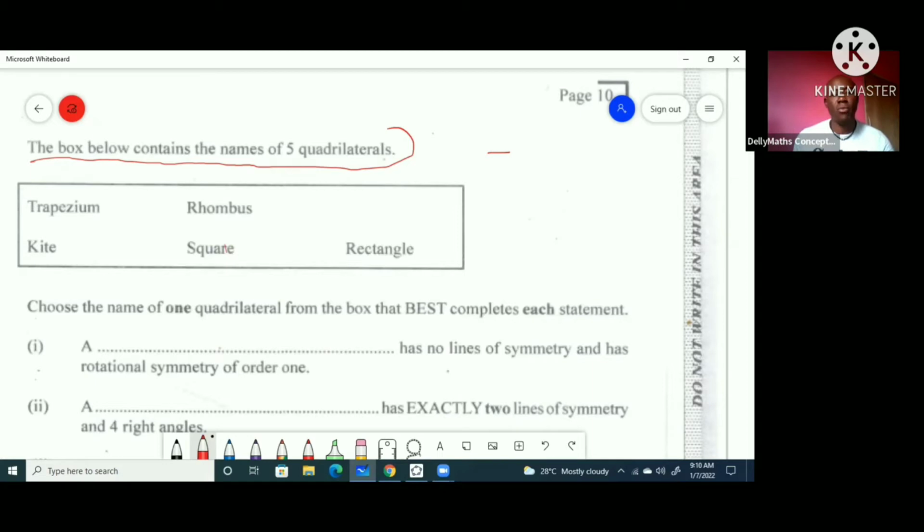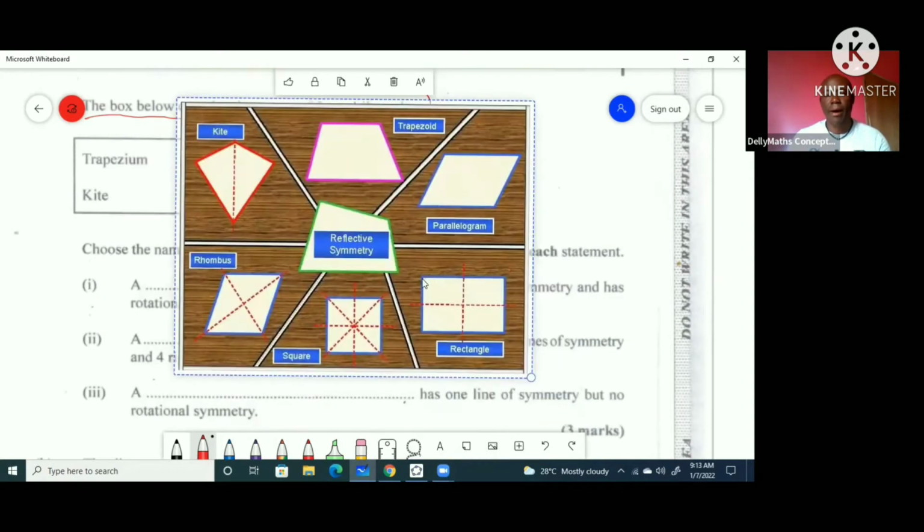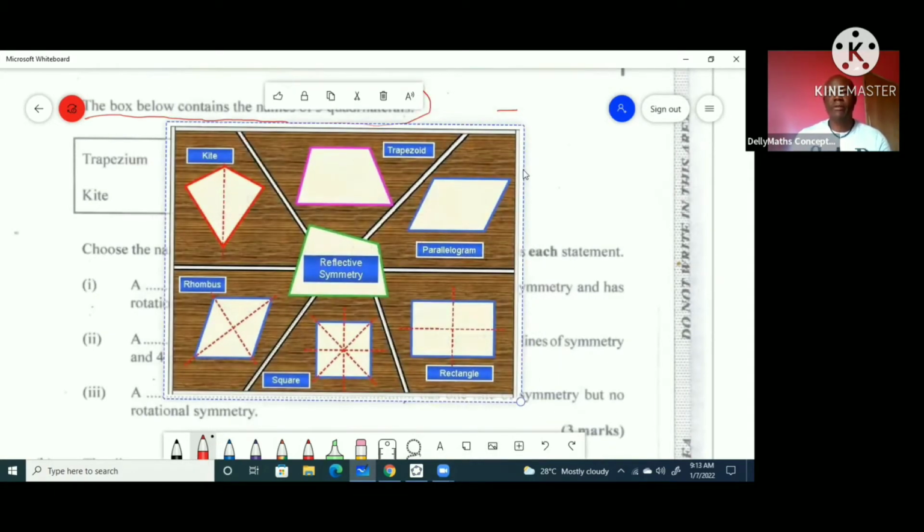Choose the name of one quadrilateral from the box that best fits. So let us just look at this quickly. This is the reflective symmetry. Normally when we just say symmetry, we're referring to reflective symmetry.